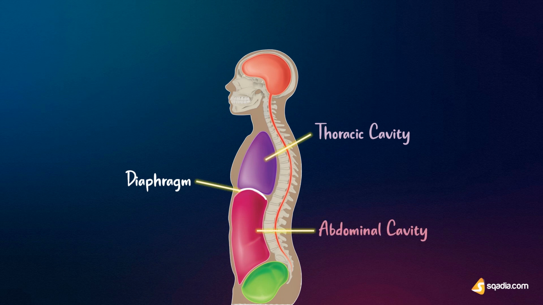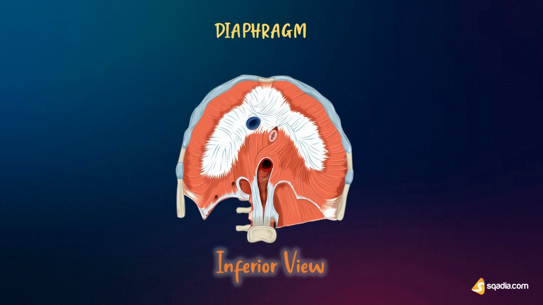Well, it closes the inferior thoracic aperture, and the structures that need to pass through it do so through the holes present in the diaphragm, known as hiatus. I will be explaining them in a while.